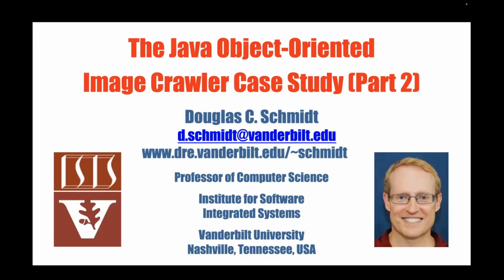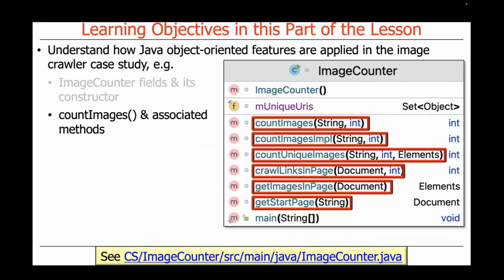We're now going to continue on with part 2 of our case study of an image crawler that uses Java object-oriented features. In this second part of the lesson, we're going to take a look at the countImages method and all the associated methods that are part of the ImageCounter class. So let's start by taking a look at the countImages method.